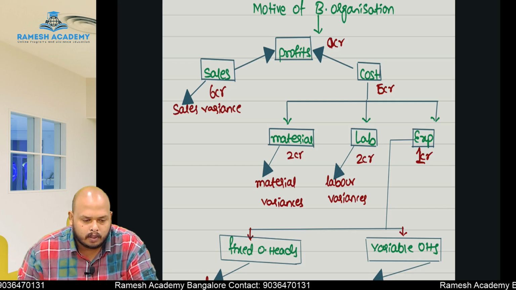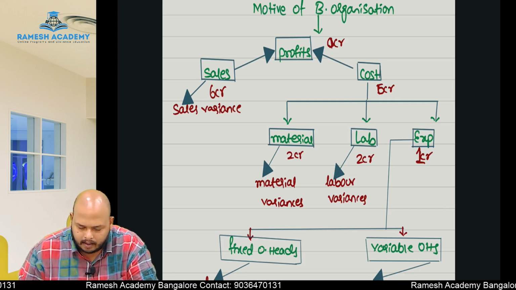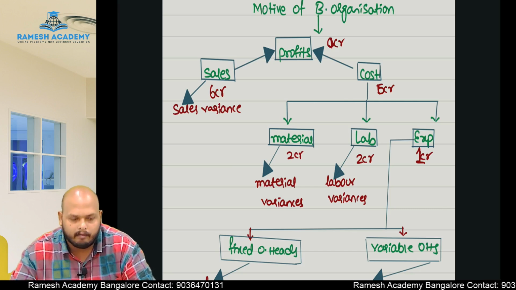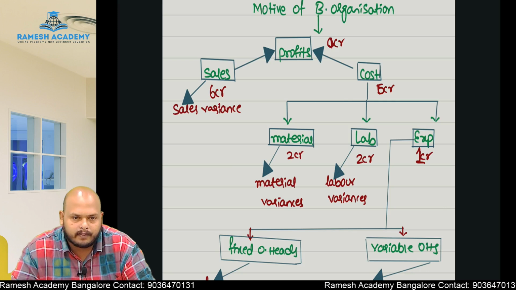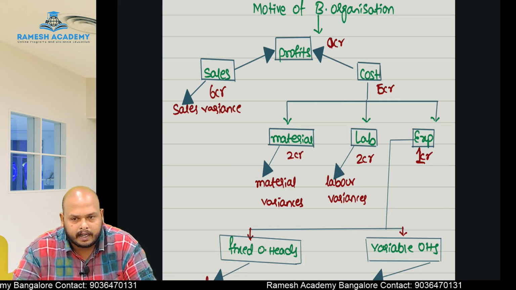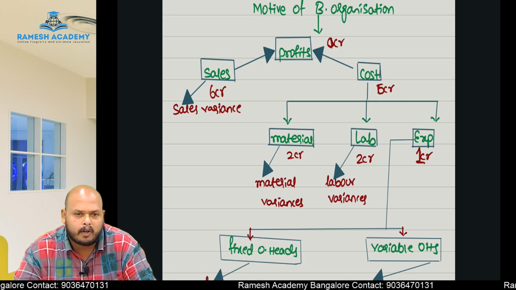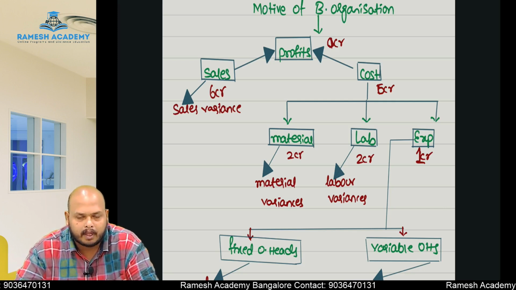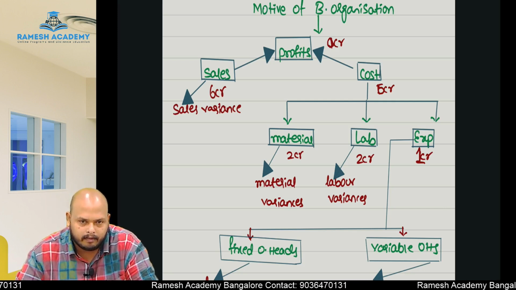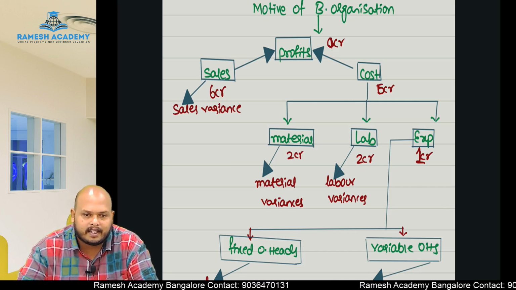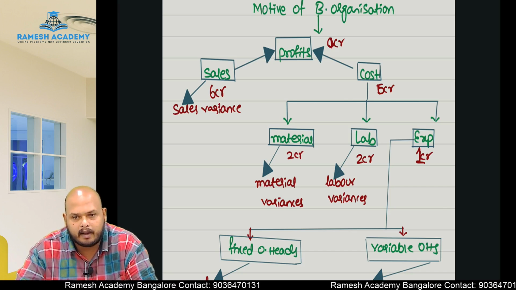So let us take one example. From that example, let us derive the formulas for material variances. If you study the formulas for material variances, 90% it is the same for labor. Only 5% will be different. 95% the formulas will be the same. Whatever formulas we learn for material, the same formulas apply for labor.